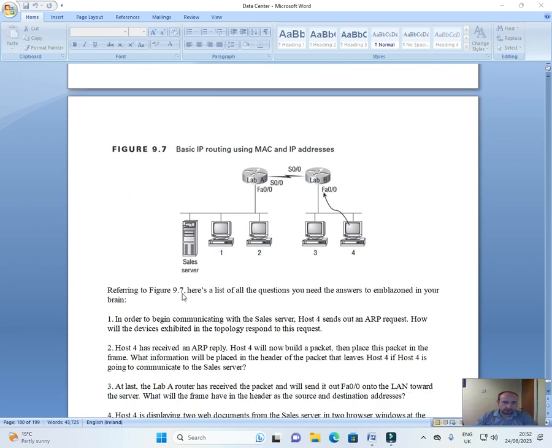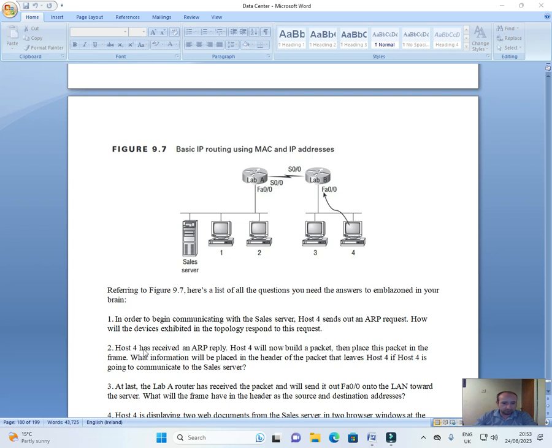Referring to figure 9.7, here's a list of all the questions you need and answers to embolden in your brain. 1. In order to begin communicating with the sales server, host 4 sends out an ARP request. How will the devices exhibited in the topology respond to this request?